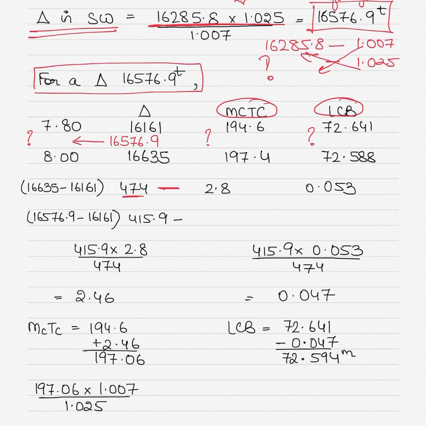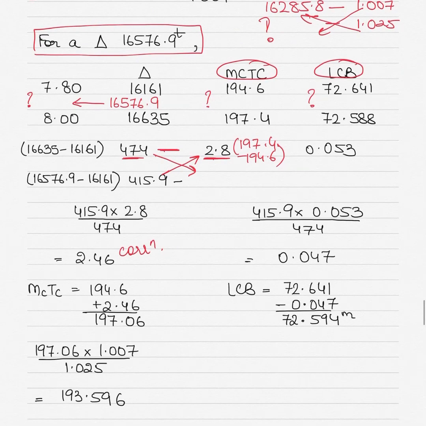The difference in the draft, or difference in the MCTC, is 2.8. We don't have to find the draft, we have to find the MCTC. This is 197.4 minus 194.6. So for a difference in displacement of 415.9, what will be the change in the MCTC? You can see here the correction to MCTC is shown. As the displacement is increasing, the MCTC will increase. So you will add this to the MCTC for 16161 displacement, and you find out the MCTC for displacement of 16576.9.